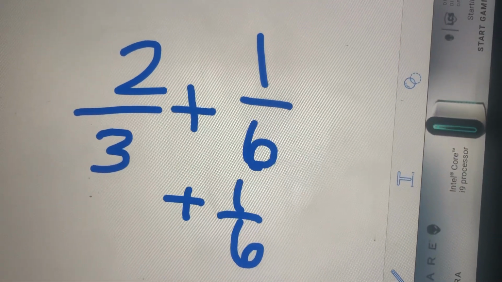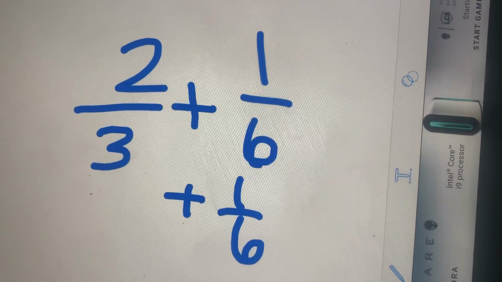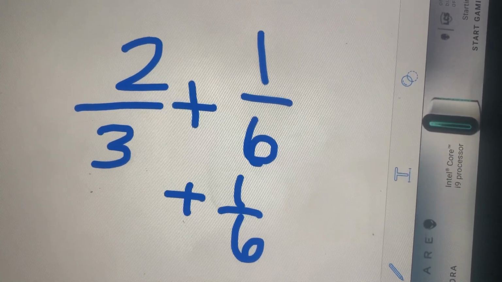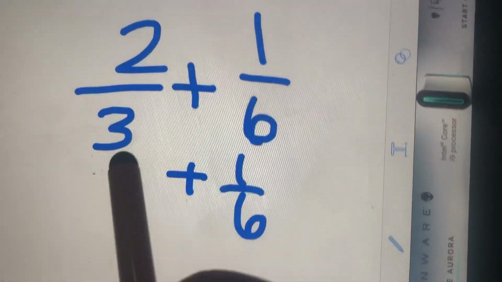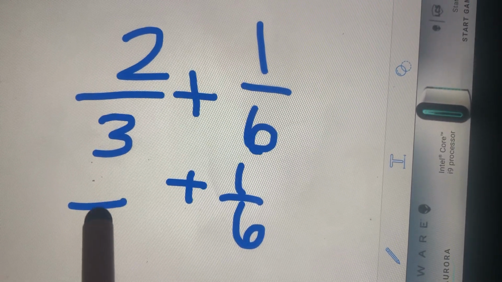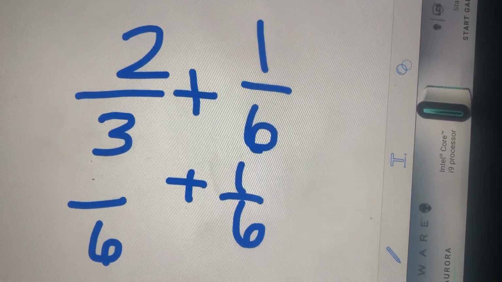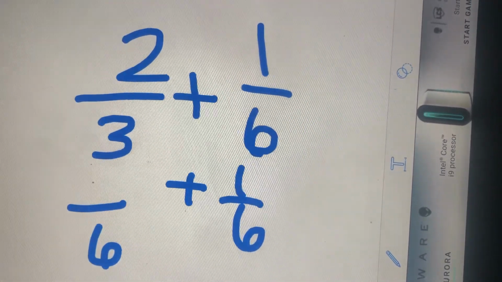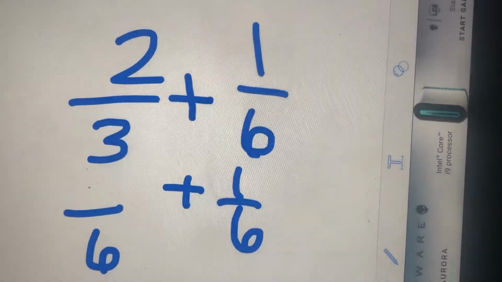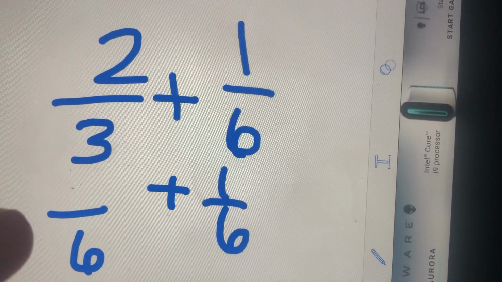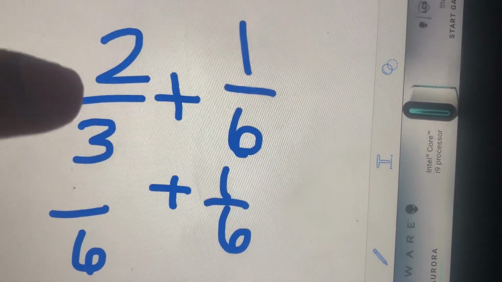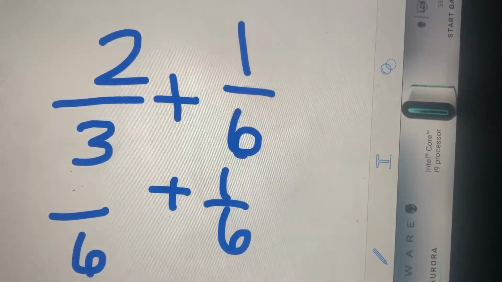So I need to find an equivalent fraction because I cannot add fractions unless they are cut into the same amount of pieces. So I need to find a new fraction that has a denominator of 6 that is equivalent to 2/3. So I need to think about how many 1/6 pieces will fit inside of 2/3.